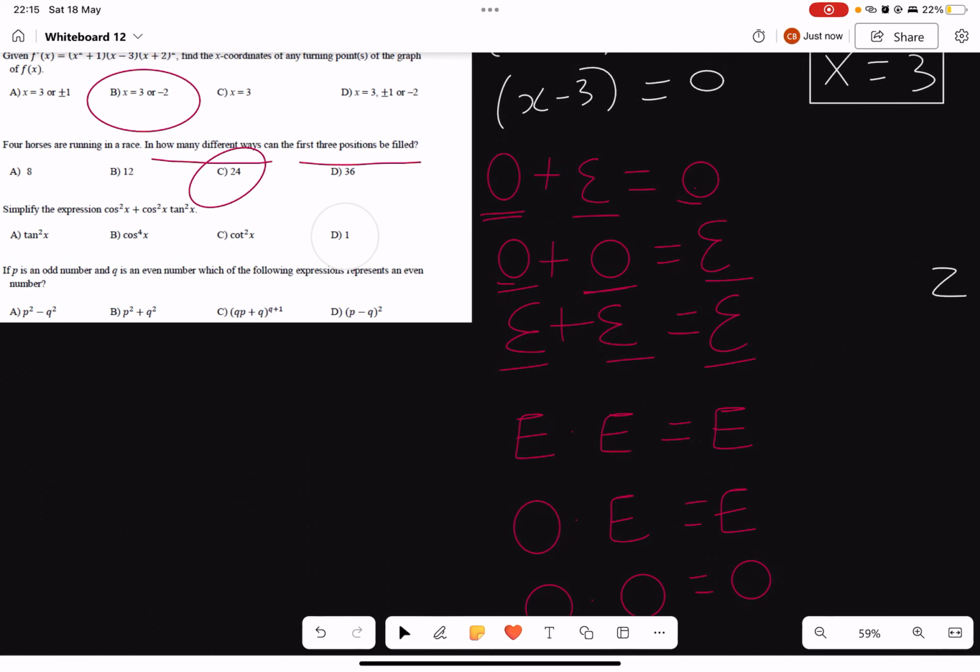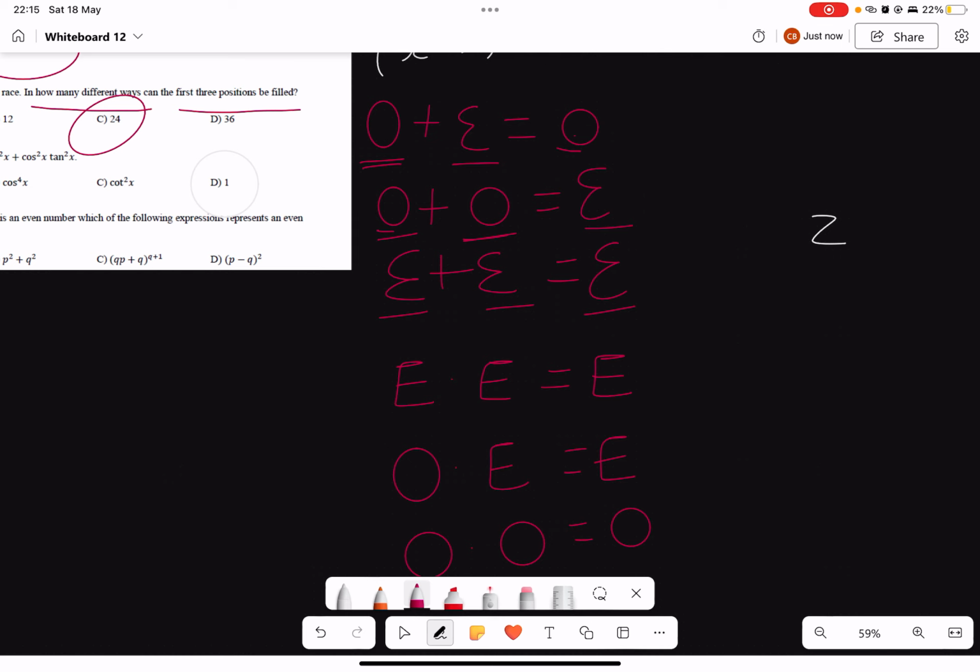And also you need to know subtraction: odd minus even, even minus even, even minus odd, odd minus odd. Let's see what these give us. Odd minus odd, you get even. For example, 11 minus 9, you get 2. Odd minus even, the answer must be odd.